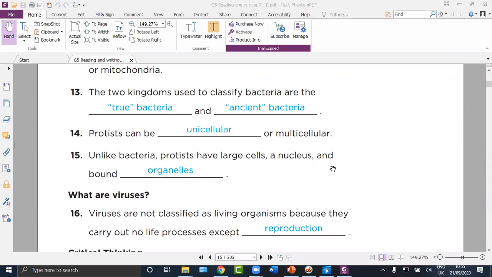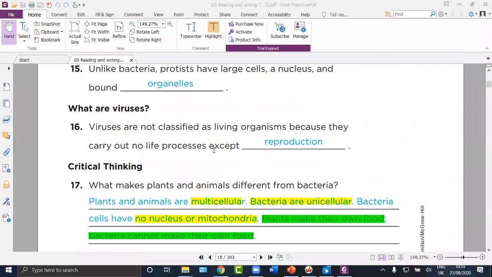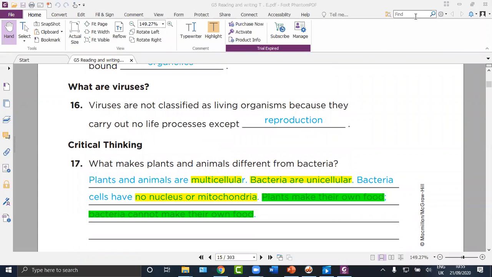Abdurrahman Ismail. Number 16. Viruses are not classified as living organisms because they carry out no life process except reproduction. Only reproduction. It can carry out only reproduction, not the five basic life processes. Number 17.